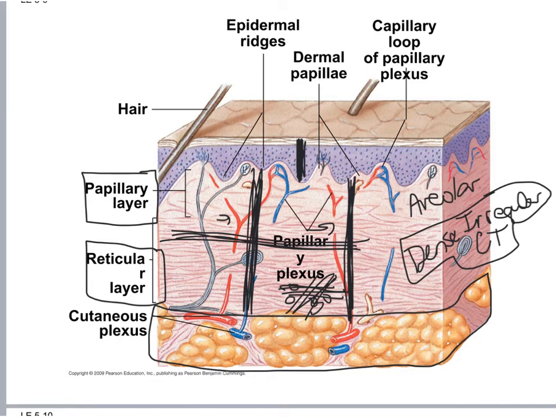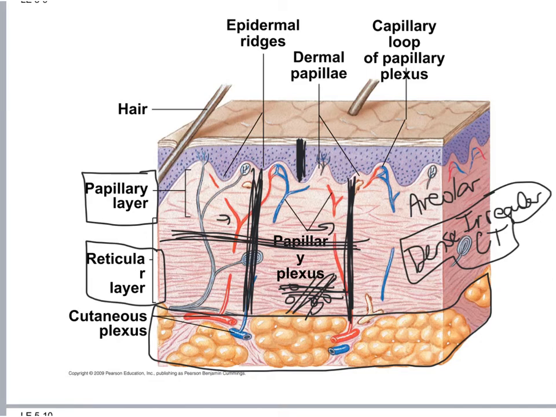It's underneath, and it's filled with fat cells that we call adipocytes, which provide insulation as well as nutrients. What nutrients do they store? Triglycerides. Yep, triglycerides. There are also bigger blood vessels down here in the hypodermis layer. Big blood vessels.